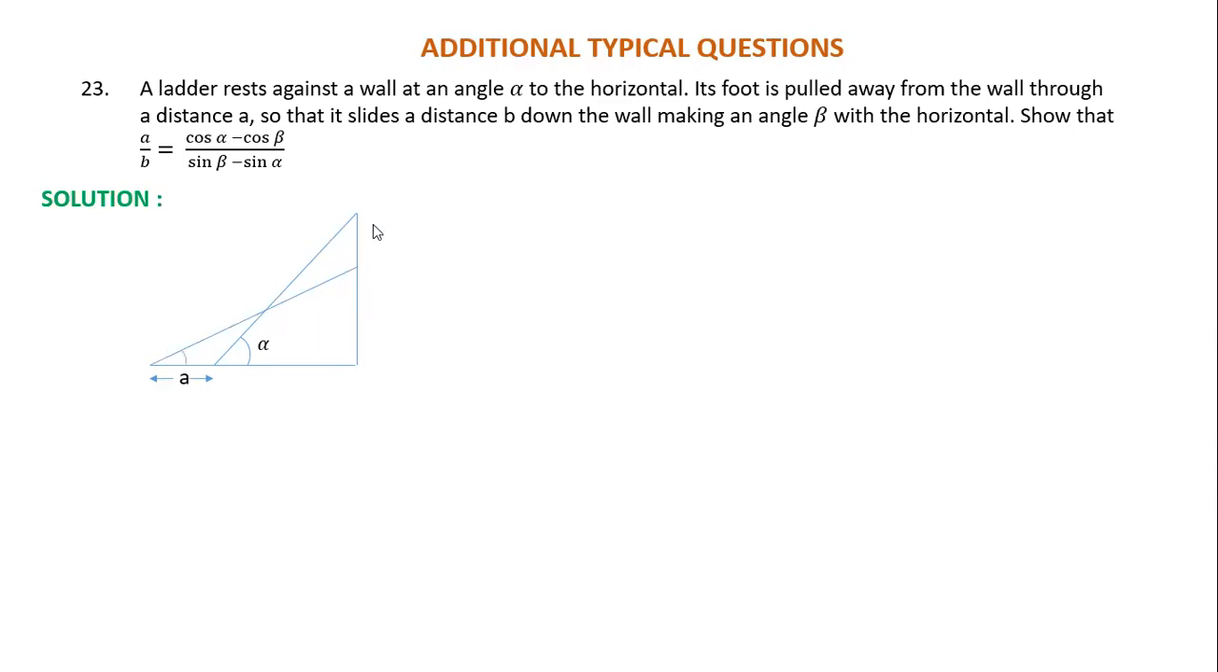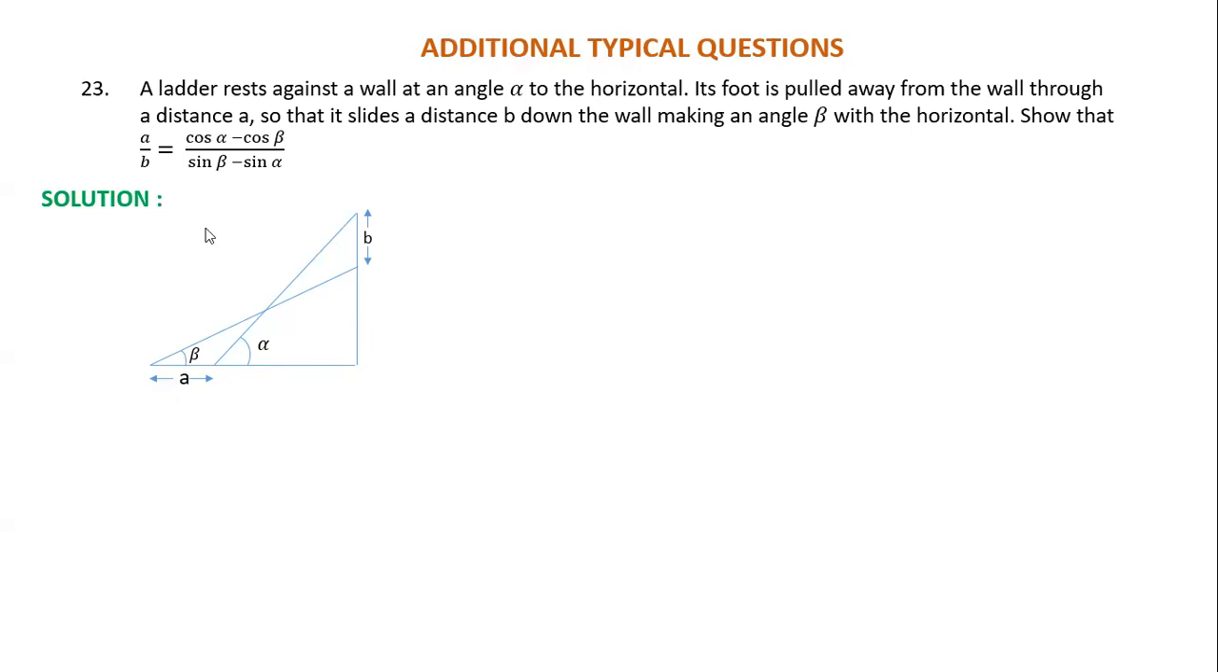It has been pulled by a distance a and it has come down by a distance b, and the angle here is beta. Because the length of the ladder is same. You just pull it back. What will happen? It will come down. So that's why the angle is changed and it is beta. And you are pulling it behind by a meters. So it comes down by b meters.